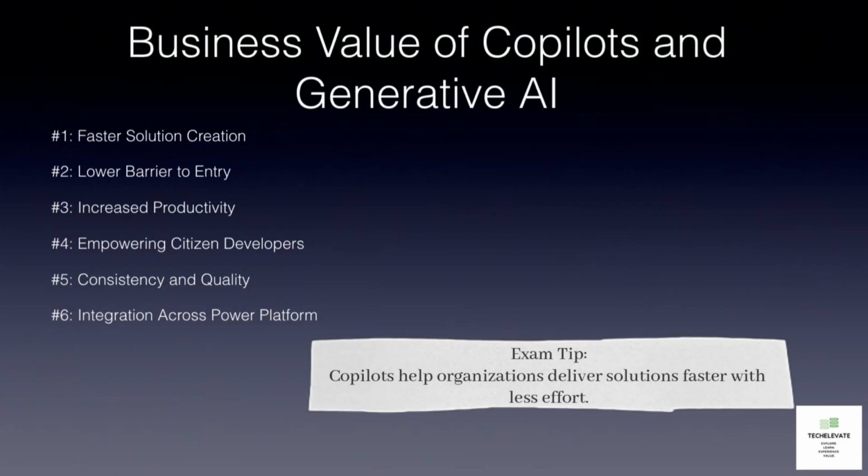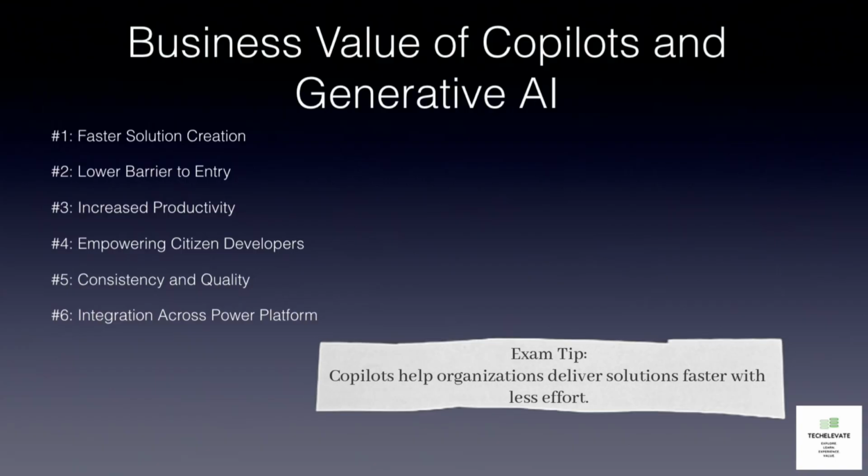Core business value number 2, lower barrier to entry. Copilots significantly reduce the learning curve. Users do not need deep technical knowledge or experience with Power Platform tools. By using natural language, even beginners can start building meaningful solutions. This increases adoption across the organization and supports citizen development.